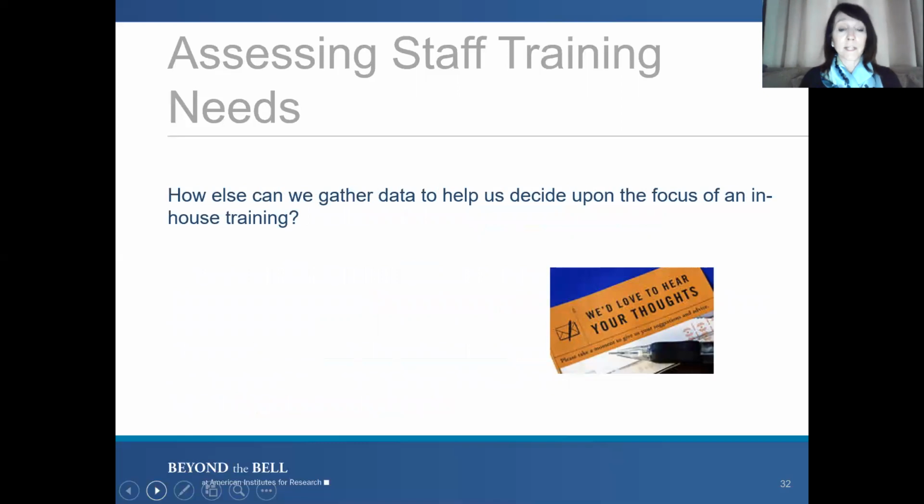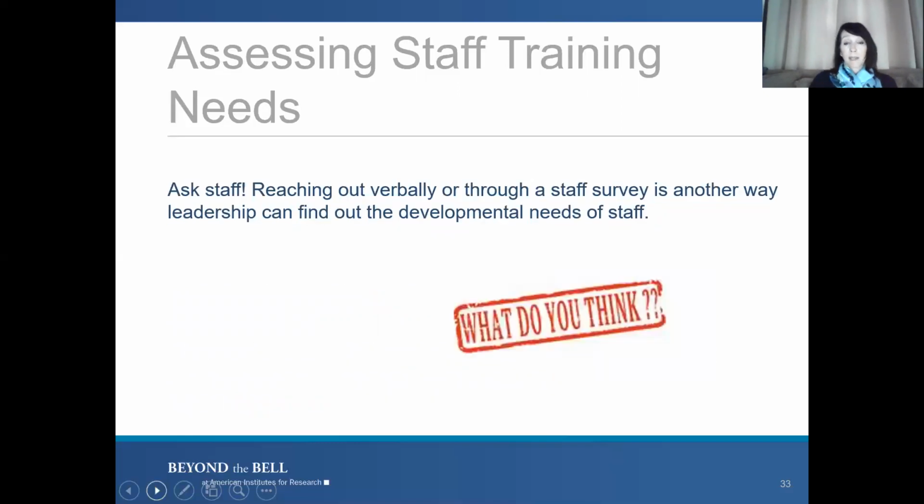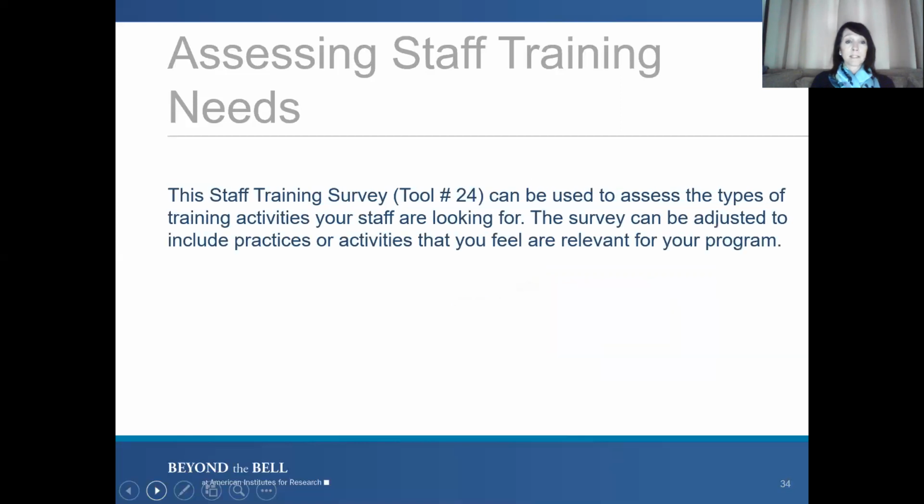So how else can we gather data to help us decide upon the focus of an in-house training? We can ask our staff. Reaching out verbally or through a staff survey is another way leadership can find out the developmental needs of staff.